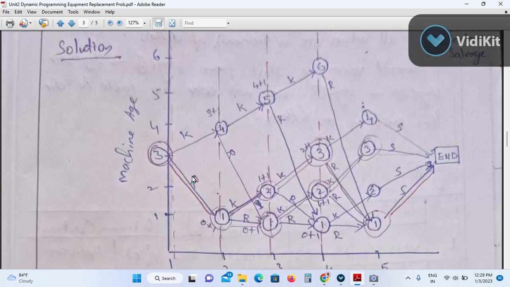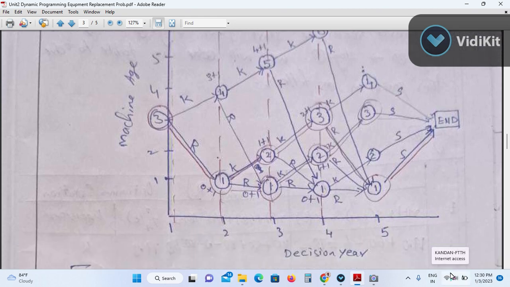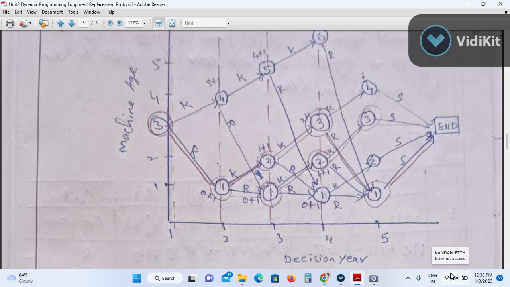You have a 3 years old machine. Therefore, I'll start with a 3 years old machine. This y-axis denotes the age of the machine, and this x-axis denotes the decision year, which year you are going to decide. The question itself clearly shows you are going to run that machine only for 6 years. Therefore, I'll consider here 1 to 5 years, and this is 6 years, right? That is the end. That is the meaning, right?